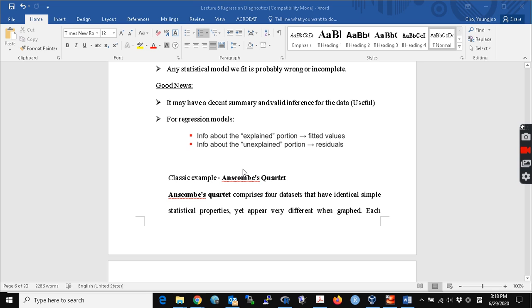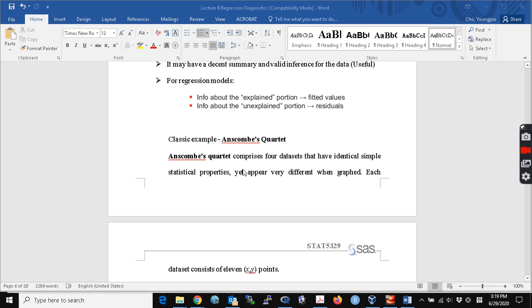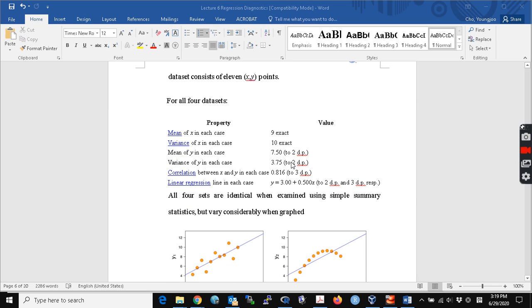So let's look at the classic example, which is the Anscombe's quartet. It comprises four data sets that have the same summary statistics, but they are very different when you graph the data. So four data sets, their mean and variance, they are the same, and mean of y, variance of y, up to 2 decimals, they are the same. Correlation, linear regression line, they are the same, up to some decimal points.